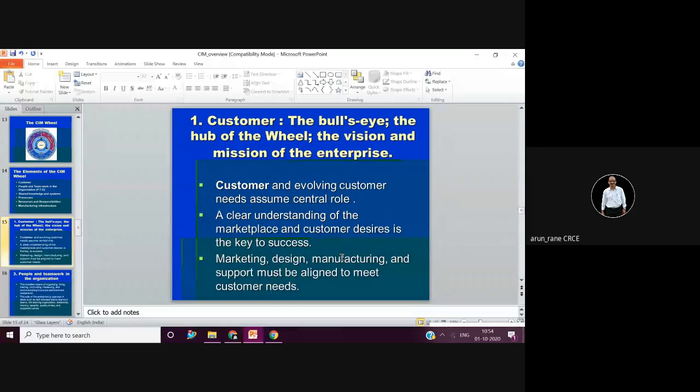Then the customer, it is customer centric. Remember, it is customer centric. So the customer is the hub of the wheel. So you have to satisfy the customer. You have to understand the needs of the customer, and accordingly you have to deliver. That is what present manufacturing is.